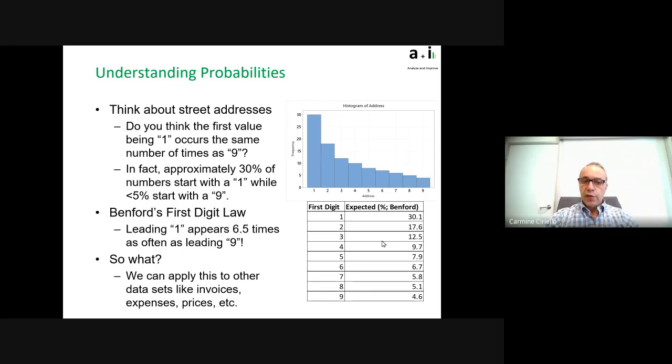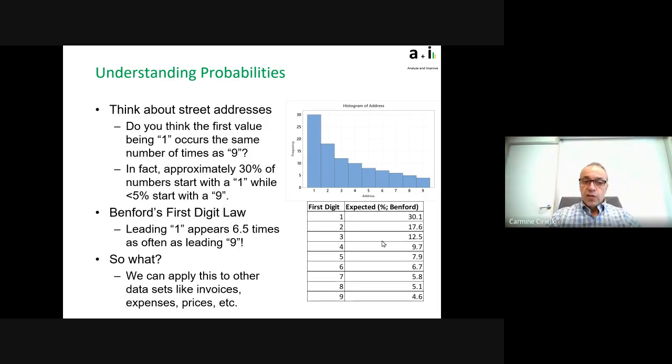If you think of the first value of a street address, so let's say your address is 673, your first number would be the 6. The question here is, do you think the first value of an address, number 1, occurs the same number of times as number 9? The reality is no.